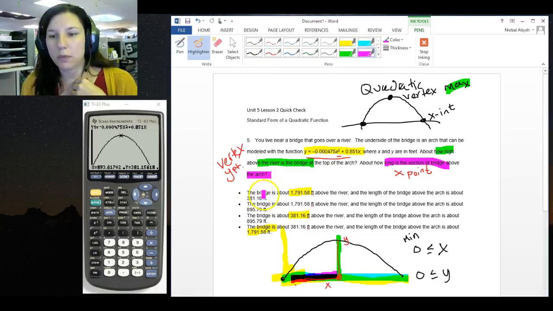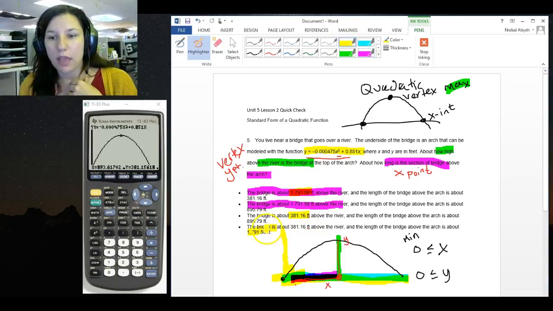So this one, the bridge is almost 2,000 feet above the river. That's nope. Not an option. The bridge is 1,000 above the river. Nope. The bridge is about 381.6 above the river. That's right. The bridge is about 381.6. So I'm looking at options C and D. Let's check the length.